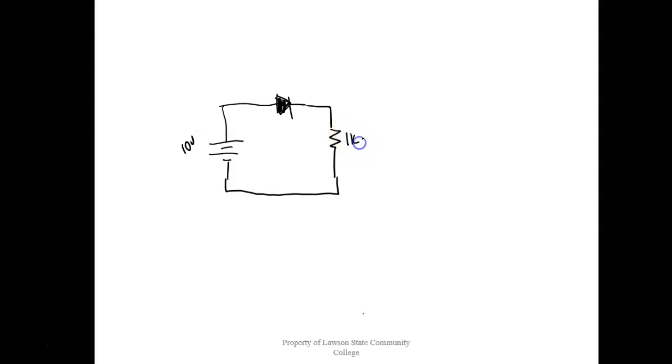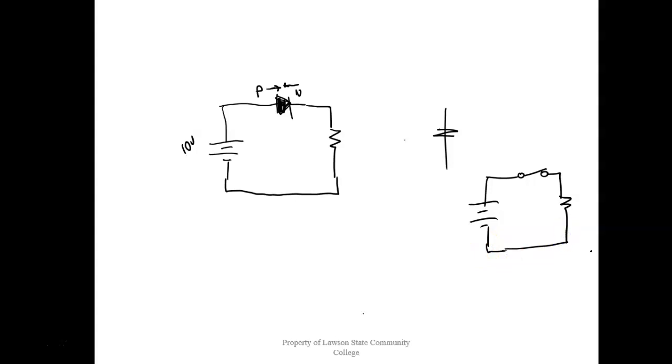Let's make it a 1K, because what I like about a 1K is it's 1 milliamp per volt, right? So we put the P on this side, pushing the P toward the center, and we're putting the N on this side, which is pushing toward the center. So what that's going to do is basically close the switch.